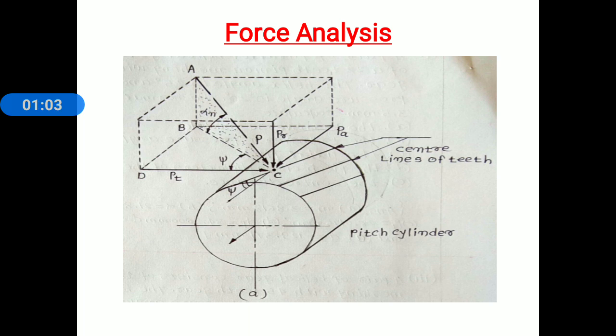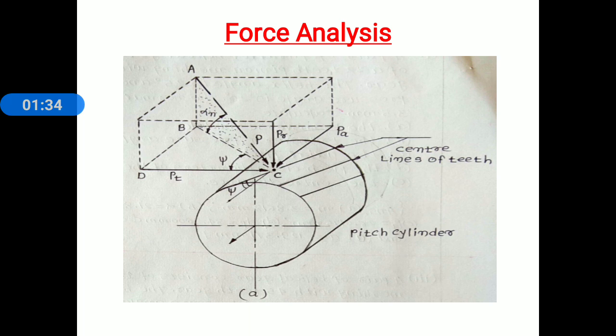This resultant force P is resolved into three components, that is clearly shown in this sketch: PT, PR and PA. PT, the tangential component, is in Newton. PR, the radial component, is in Newton, and PA, the axial or thrust component, is in Newton.